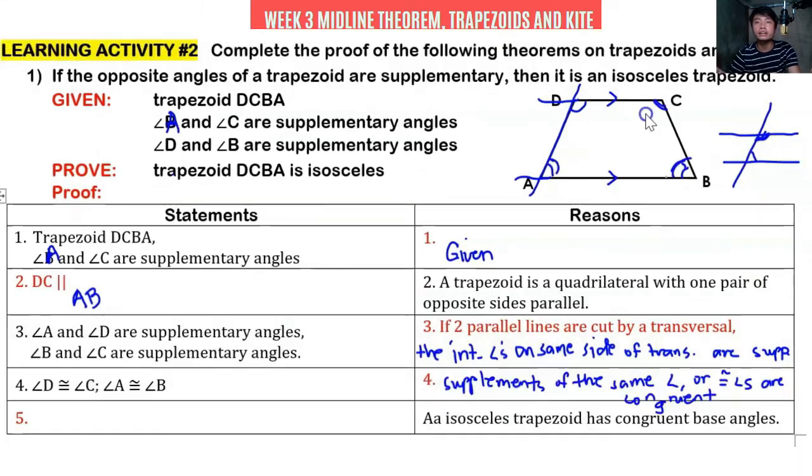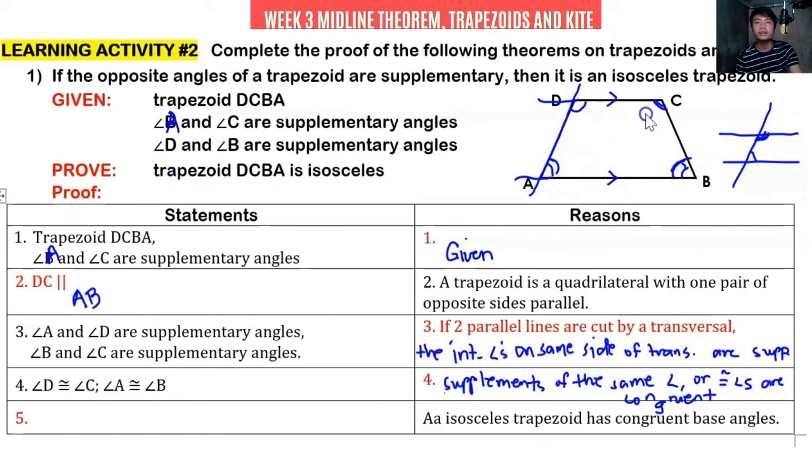Ang reason naman natin, supplements of the same angles or congruent angles are congruent. Ibig sabihin, kung ito ay 80 at ito ay 80, since that is an isosceles trapezoid, syempre yung supplement niya sa taas, equal din. Since parehas naman sila. 80, 80, ano yung ka-supplement niya sa taas? 100, 100. Since the supplements of the same angles or congruent angles are also congruent.